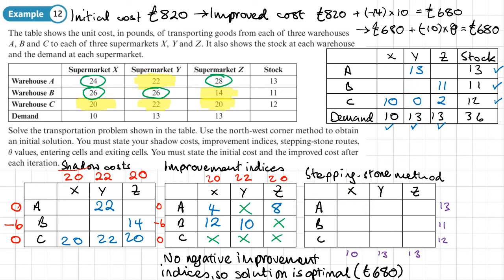So starting with the top row of the table here, I'll do this in red. From A to Y, we need to transfer 13 units. So this is part of my solution as well, I guess. From B to Z, 11 units. From C to X, 10 units. And then lastly, C to Z, 2 units.